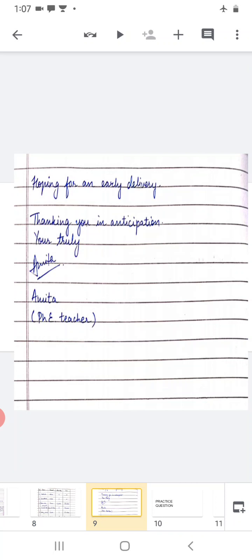And then we come towards the complimentary close. Hoping for an early delivery, thanking you in anticipation, yours truly. There is one mistake here on the screen. It is yours truly. Okay, so S is missing. Remember, Y of yours has to be capital, T has to be small. Then your signatures, your name, and your designation. So this was your letter.